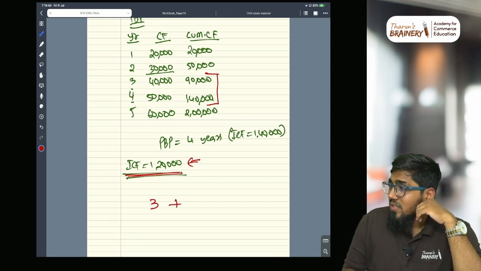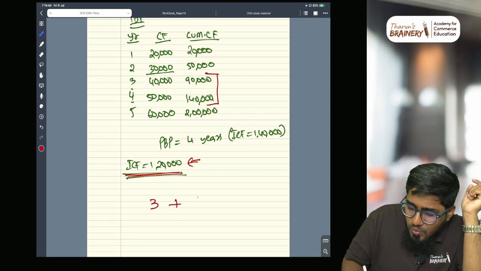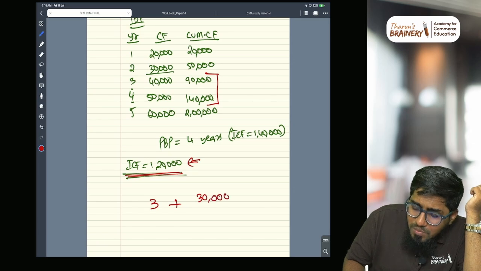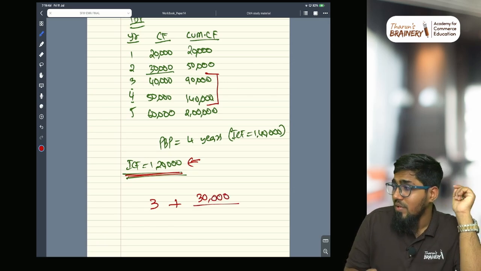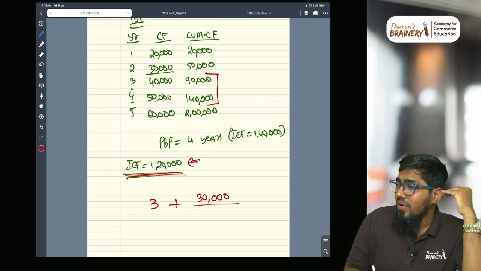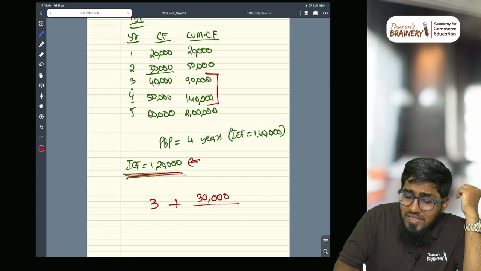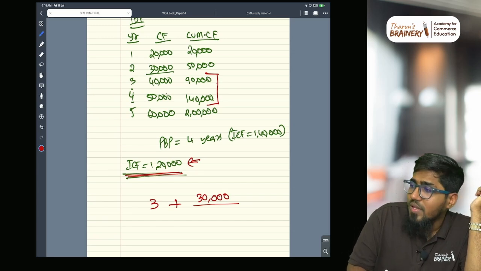You all are in a line, sir. 30,000, correct? So which means what, sir? 30,000 is more I want to recover after third year. So after third year, I want to recover only 30,000 more. Now this 30,000 I have to recover from the fourth year cash flow.